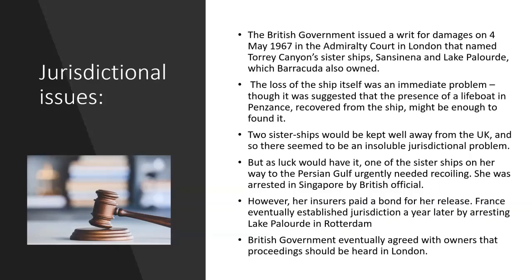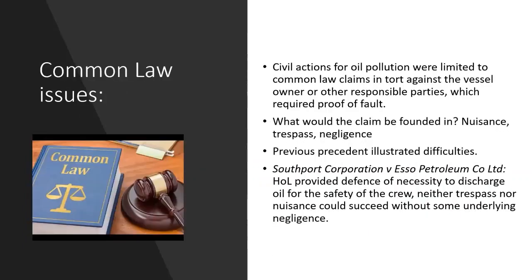But as luck would have it, one of the sister ships on her way to the Persian Gulf called in at a Singapore port where she was arrested by British officials. However, her insurers paid a fee and paid security to have her released. And the French managed to establish jurisdiction when one of the sister ships arrived in Rotterdam. And eventually it was agreed between the owners of the vessel and the British government that there would be proceedings heard in London. So jurisdiction was a bit of a mess in this case, trying to establish it.